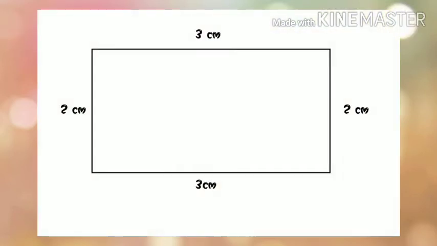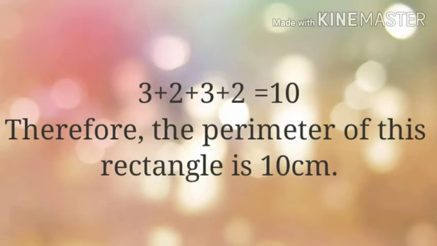This figure shows a rectangle whose sides are 3 cm, 2 cm, 3 cm and 2 cm. Let us find out its perimeter. The perimeter of a rectangle is the sum of the lengths of all four of its sides. 3 plus 2 plus 3 plus 2 is equal to 10. Therefore, the perimeter of this rectangle is 10 centimeters.